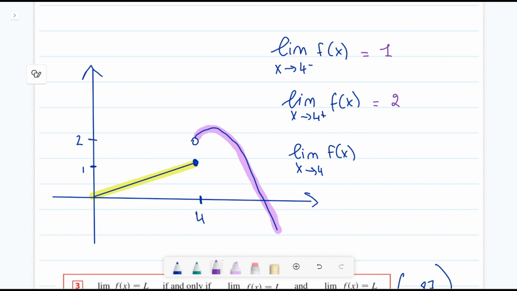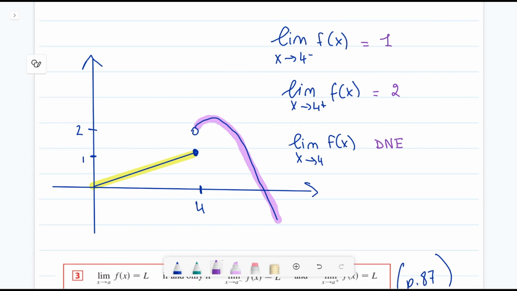Now, what happens if we would like to find the limit as x approaches 4 of f of x? Because we have an issue here. If we go from the left, the limit is 1, but if we go from the right, the limit is 2. And in such a case, the limit as x approaches 4 of f of x would not exist. So we write DNE for does not exist.